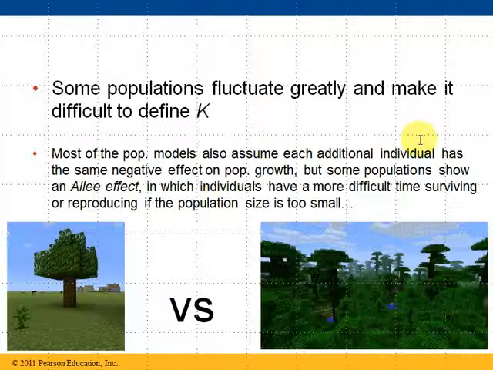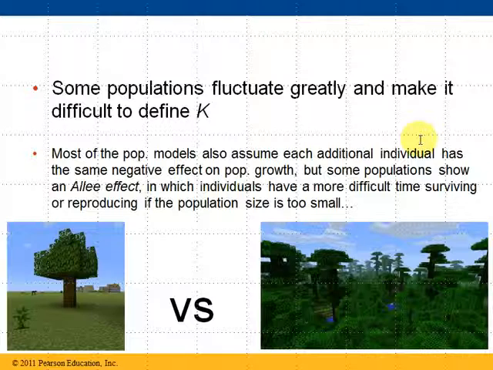And this is a model that shows that sometimes it's more beneficial to have more creatures. Most of the population models we've looked at assume that each additional individual has the same negative effect on population growth. In other words, adding an individual helps to slow the population growth once you get close to carrying capacity. But some populations actually show that there's a benefit to having the larger population. Single individuals might have a worse time surviving than groups of individuals, and if that's the case, it would tend to sway this carrying capacity number, and it would make it difficult to determine.